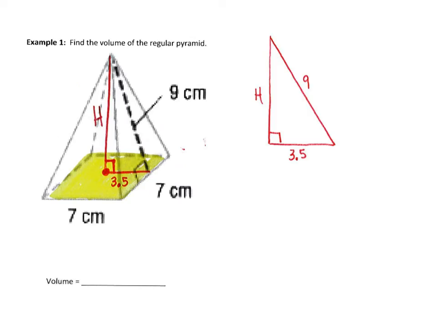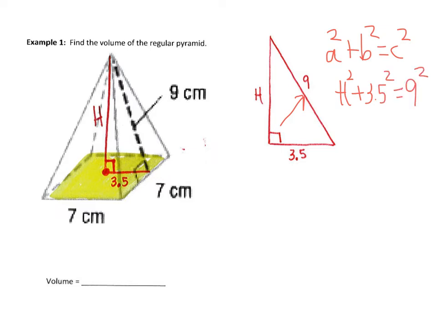We need to find what capital H is. Yes, we need to use the Pythagorean theorem. Go ahead and write it out. A squared plus b squared equals c squared. Make sure you remember that c is the hypotenuse. So you have h squared plus 3.5 squared, or 3.5 squared plus h squared, equaling 9 squared, and solve for h.